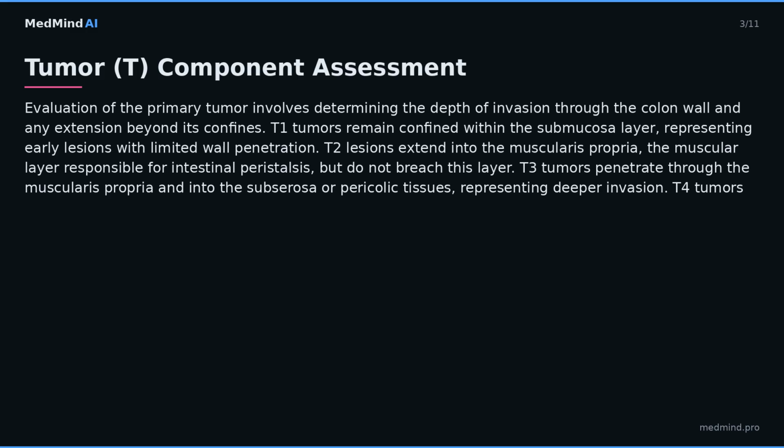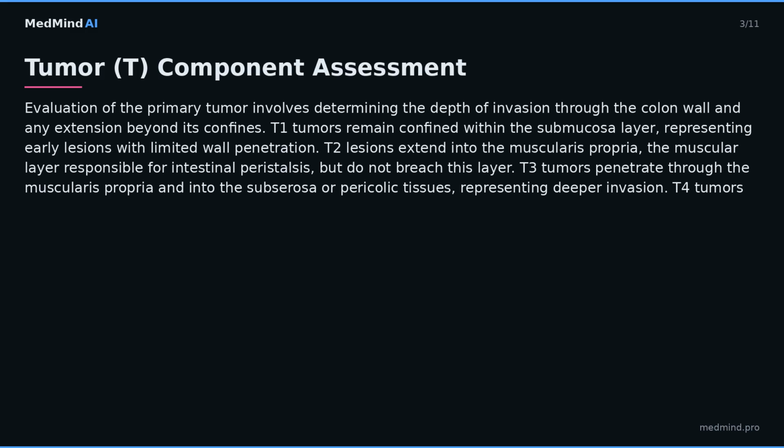Tumor, T, component assessment. Evaluation of the primary tumor involves determining the depth of invasion through the colon wall and any extension beyond its confines. T1 tumors remain confined within the submucosa layer, representing early lesions with limited wall penetration. T2 lesions extend into the muscularis propria, the muscular layer responsible for intestinal peristalsis, but do not breach this layer. T3 tumors penetrate through the muscularis propria and into the subserosa or pericolic tissues, representing deeper invasion.